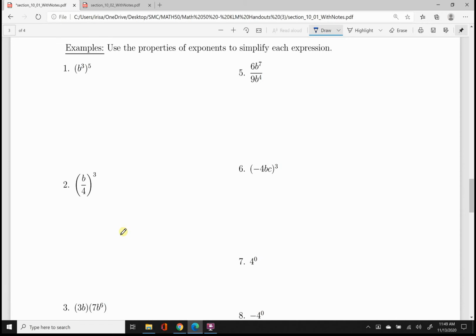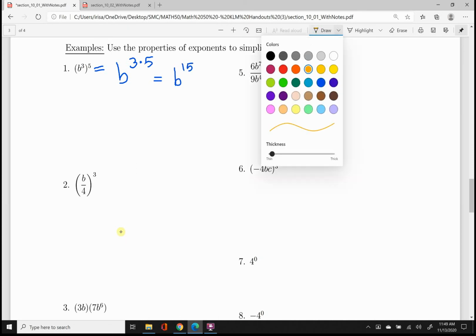So here we go. Here in number 1, I see an instance in which I have an exponential expression raised to a further power. So this looks like the power of a power rule, in which case I will multiply those exponents together. 3 times 5 is 15. My final answer is b to the 15th power. Okay? Cool.